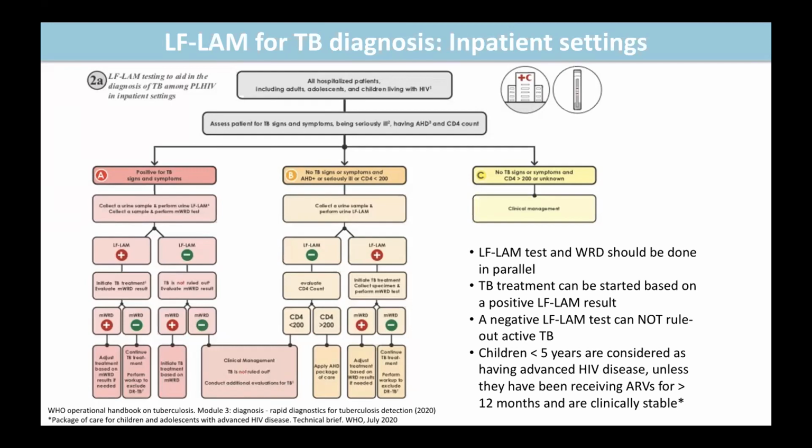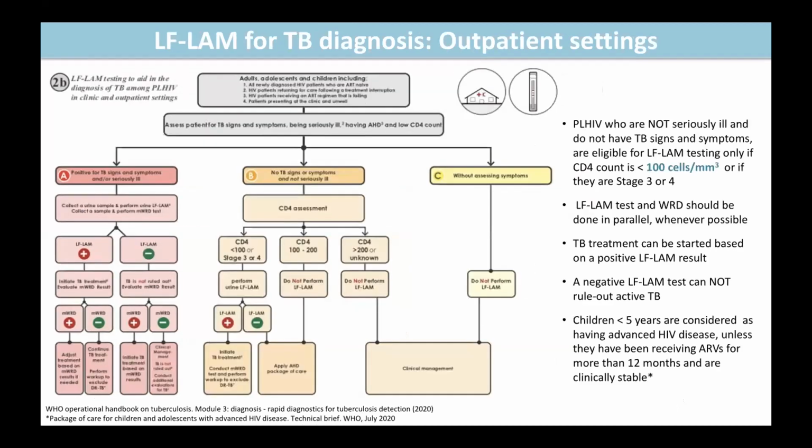And then children below 5 years are considered as having advanced HIV disease unless they have been receiving ARVs for more than 12 months and are clinically stable. So also children are eligible based on this definition to be tested with lateral-flow LAM. And this is the template model algorithm for the outpatient settings, and the main considerations are basically the same.